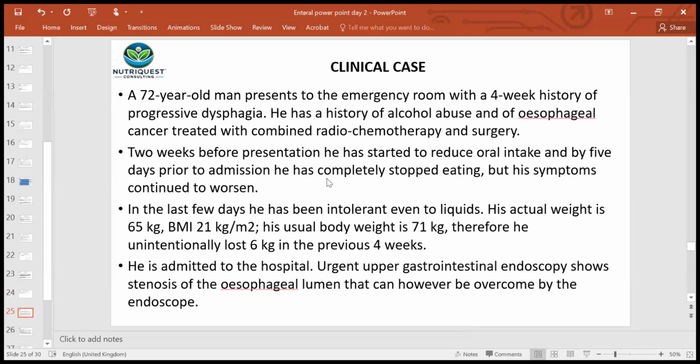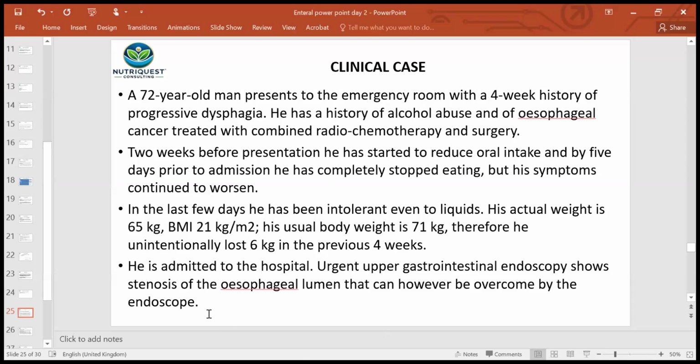So we have a case study here. We have a 72-year-old man who presents to the emergency room with a 4-week history of progressive dysphagia. I hope you'll be following the case. Up to that point, tuko sawa? So this is a patient who is 72-year-old, 4-week history of progressive dysphagia. He has a history of alcohol abuse and esophageal cancer treatment with combined radio, chemotherapy, and surgery. Up to that point, we are okay.